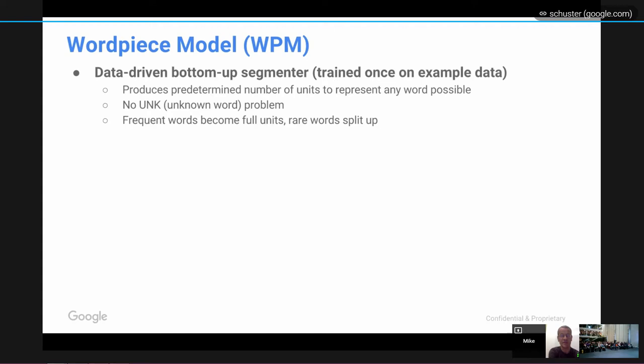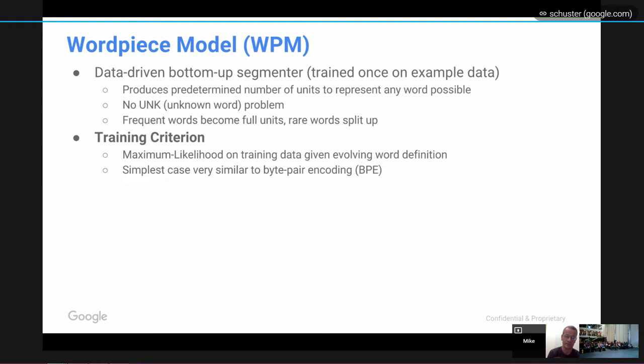What we use is what we call a word piece model, which basically cuts every word into a small number of segments, into subword units, and we limit the number of subword units. In the simplest case, we would cut into characters. Characters are possible to use, but have some other disadvantages, which I show on a later slide. So we cut into units that are greater than characters. This solves our unknown word problem, because in the worst case, we get characters. With this word piece model, frequent words become full units, and rare words are split up.